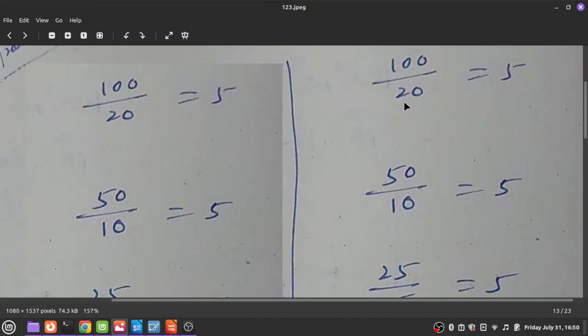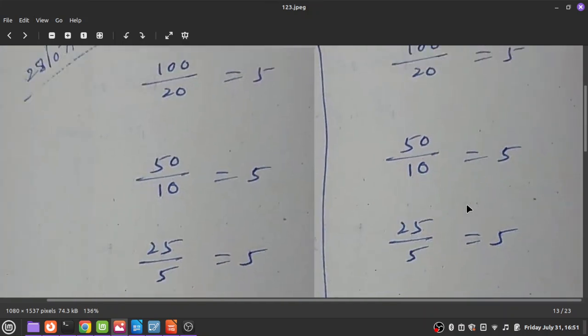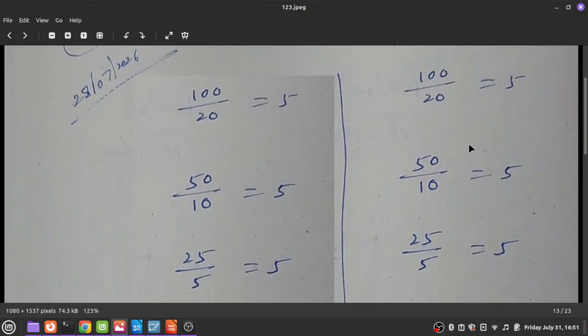To understand this, you have to understand the concept of density. To understand the concept of density, you need to understand the significance of ratios and the magic behind the ratios. Here 100 by 20 is equal to 5, 50 by 10 is equal to 5, 25 by 5 is equal to 5. Let us see why.